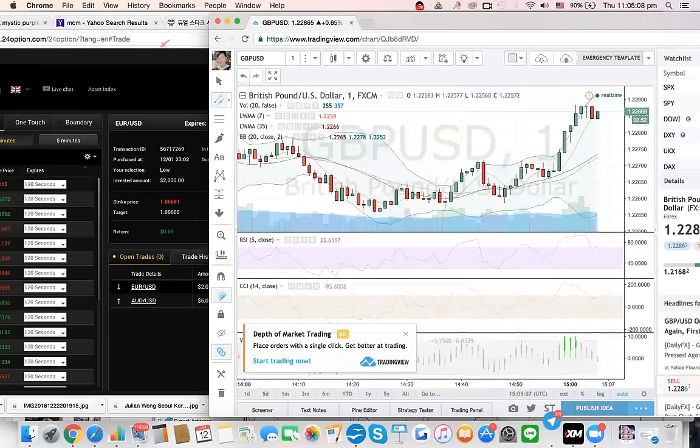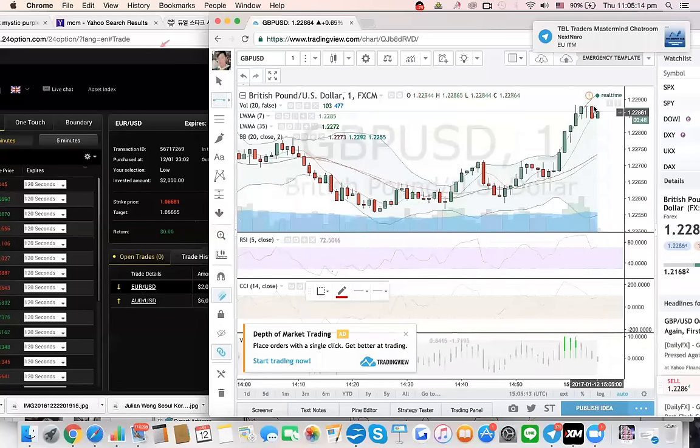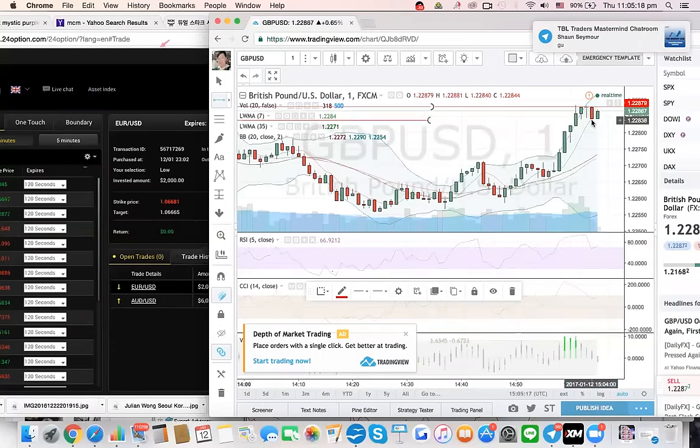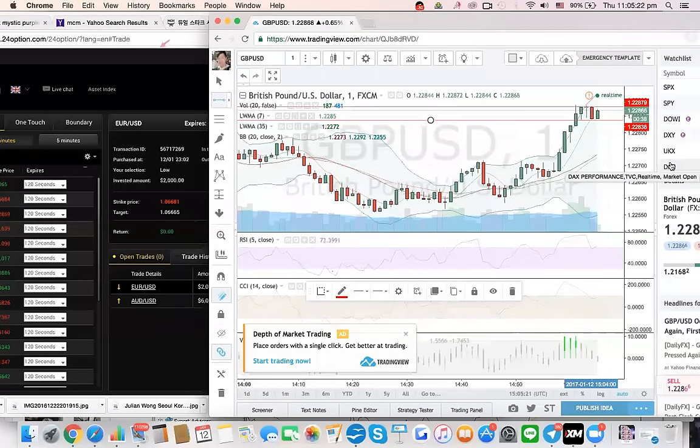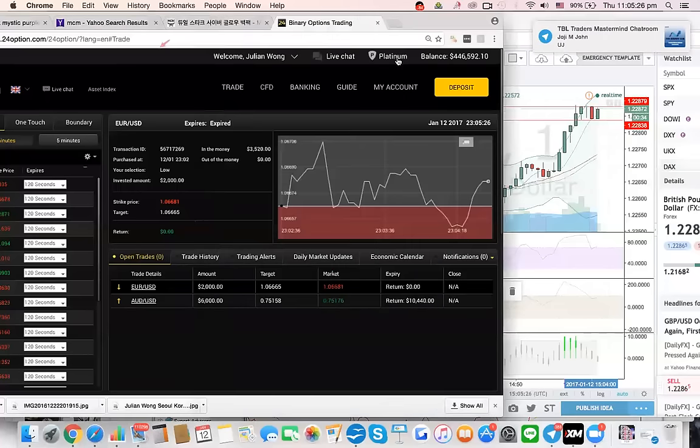GBP USD flatline. Okay, today we're getting a lot of flatlines. So here's how we're going to handle this trade, okay? Same thing, top and bottom. Same way as the AU trade. Close beneath, 60-second put. Close above, 60-second call. All right.